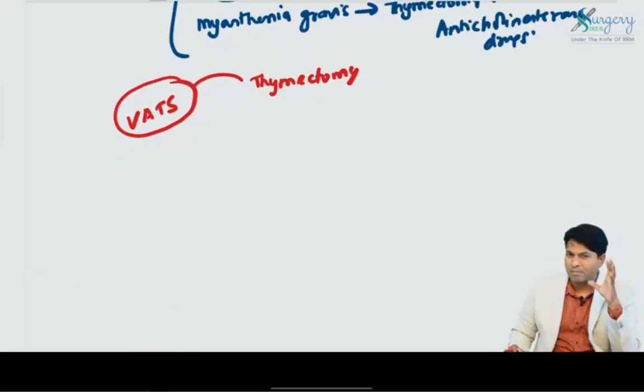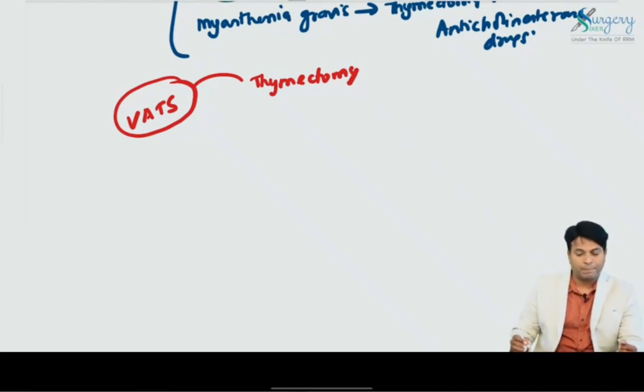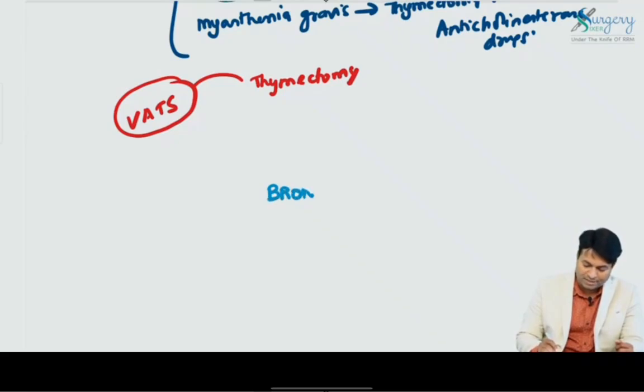So that is one of the important anteromediastinal masses, thymoma. Please don't forget, thymoma has a well-defined capsule and a staging system known as the Masaoka staging system. Then coming to the middle mediastinum, the most common mass is bronchogenic cyst. Any cyst is common in the middle mediastinum, and one of them is bronchogenic cyst.